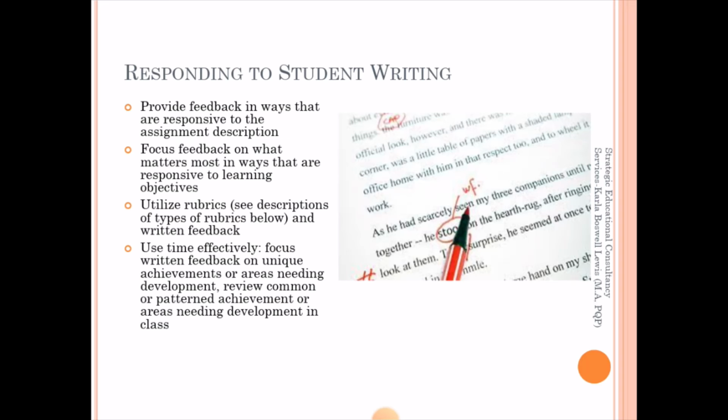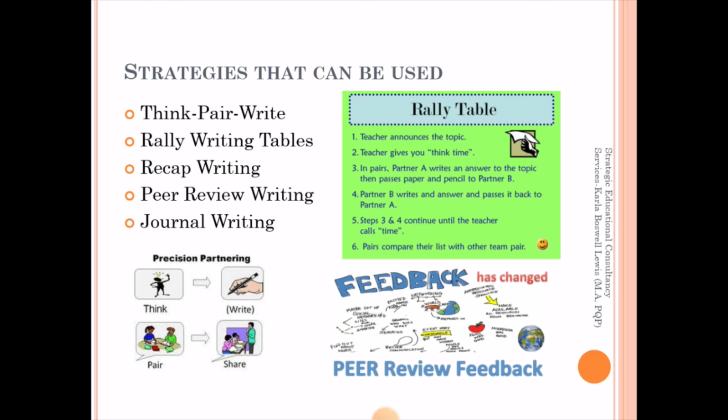So provide feedback in ways that are responsive to the assignment description. Focus feedback on what matters most in ways that are responsive to learning objectives. Utilize rubrics and written feedback. Use time effectively. Focus written feedback on unique achievements or areas needing development. Review common or patterned achievements or areas needing development in class.